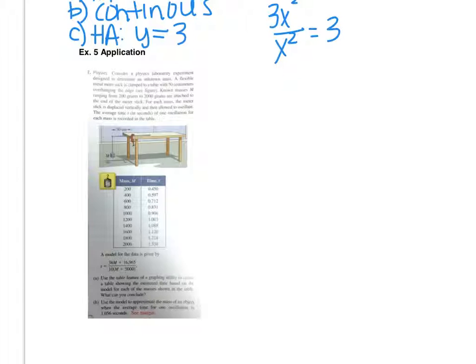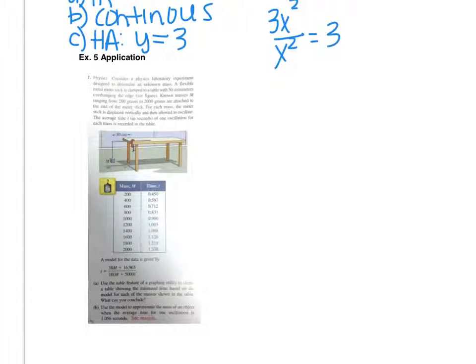Now, they also give us a model. So on part A, what they're wanting us to do is to verify that the values that they took, the times that they received, do come close to the model that they created. Now, it's not going to be the exact same time. It's going to vary just a little bit, like they're off a little bit.